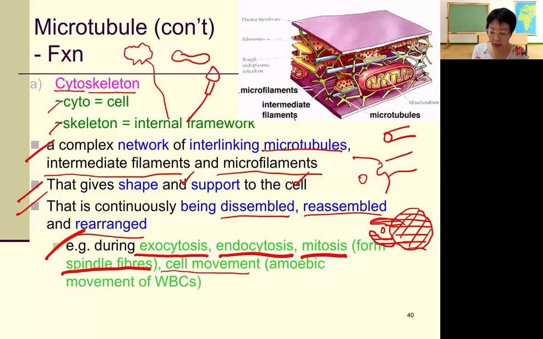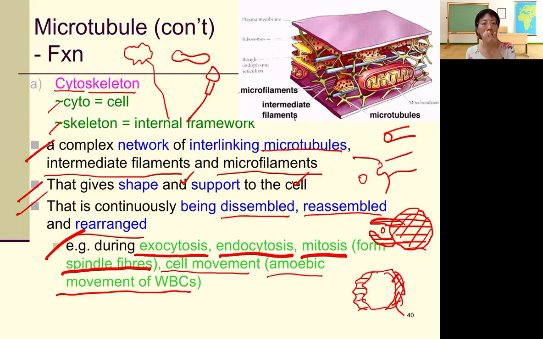Cell movement, which is amoeboid movement of the white blood cell. So the white blood cell is moving and wants to move here, you have to build more microtubules here. And then when it moves here, you have to break down the microtubules here. So they are consistently being assembled, disassembled and rearranged.